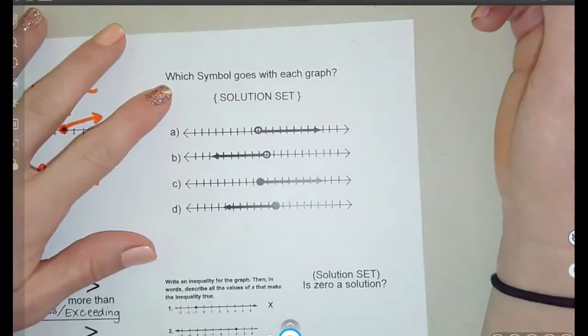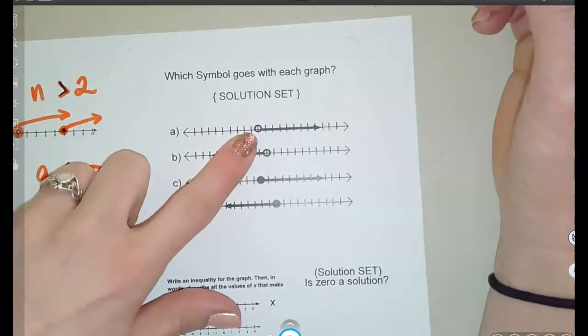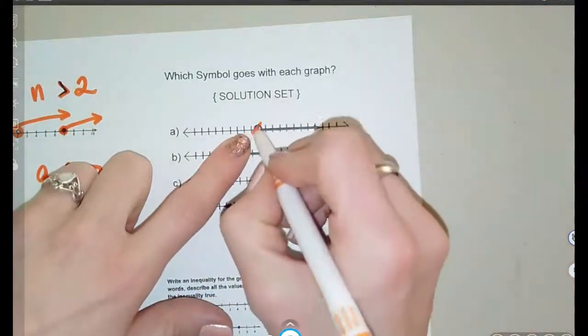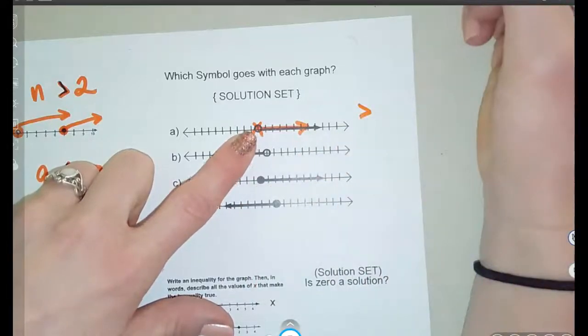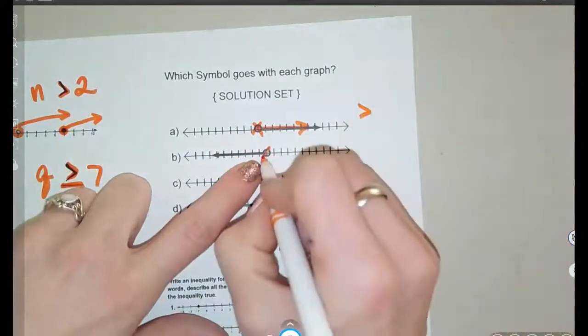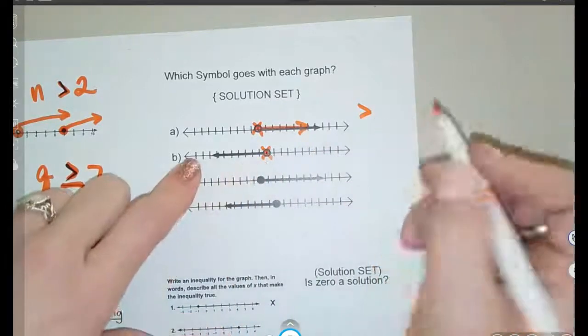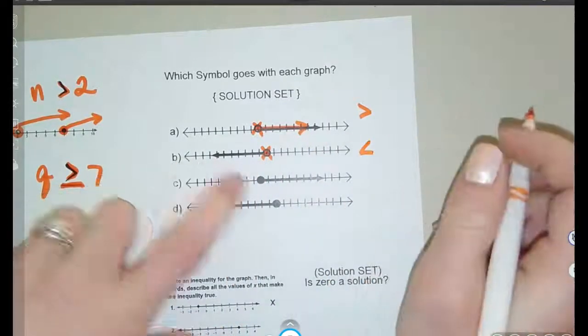Which symbol would go with each graph? Okay, so here I see an open circle. That means it does not include that number, but everything bigger. So this is the greater than symbol. Here again, open circle means it does not include that number, but everything smaller. So the less than symbol.